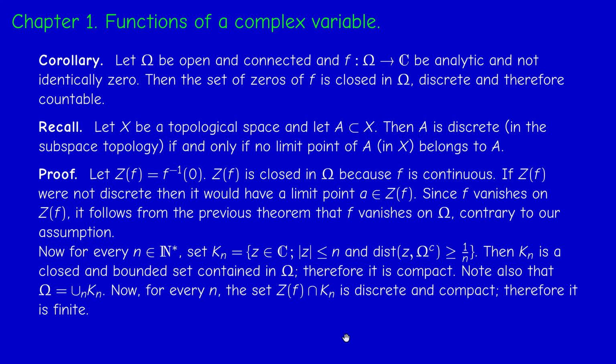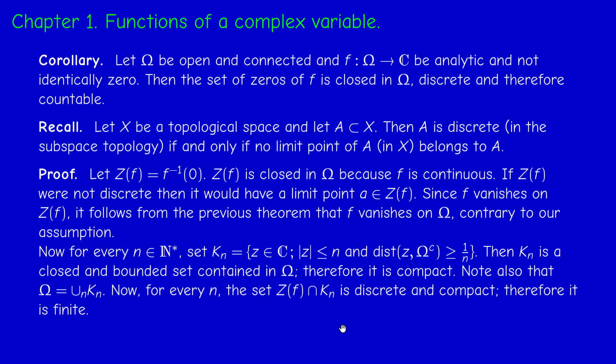Now, since Z of f is discrete, Z of f intersected with Kn is also discrete. But Z of f is closed in omega, therefore closed in Kn. Therefore, this set is closed in Kn, which is compact. Now, closed in a compact is compact. So this set is both discrete and compact, so it has no limit point, right? Therefore, it's finite, because if it were infinite, it would possess a limit point, which is not true.